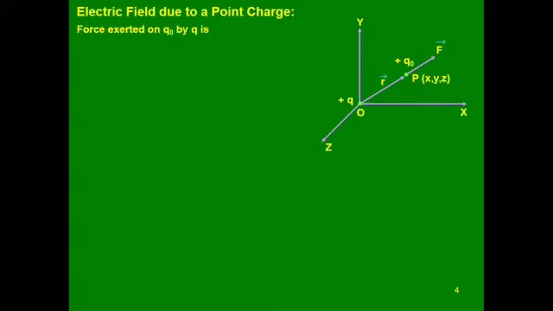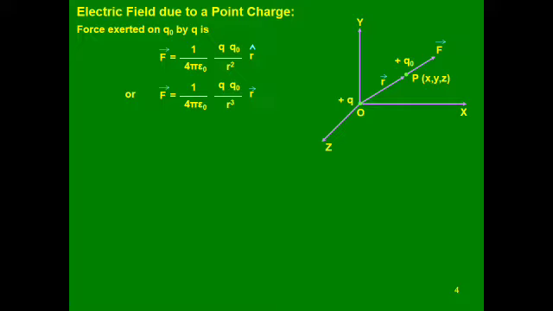The force exerted on q naught in that case would be F is equal to 1 by 4 pi epsilon naught, q into q naught by r square, r cap. What is unit vector r? Unit vector r is a unit vector along the direction of the position vector r, that is along the direction of OP. Or you can say 1 by 4 pi epsilon naught, q q naught by r cube into vector r.